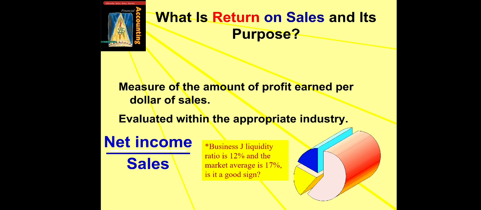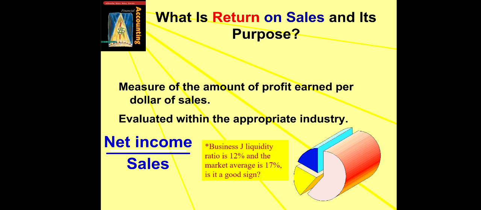So in this example, business J return on sales ratio is 12%. The market average is 17%. So is it a good sign? Can you say business J is good? No, it is not a good sign. For return on sales ratio, if the return on sales ratio is 12%, it shows that every $1 revenue made by the business J, the profit is 12 cents.